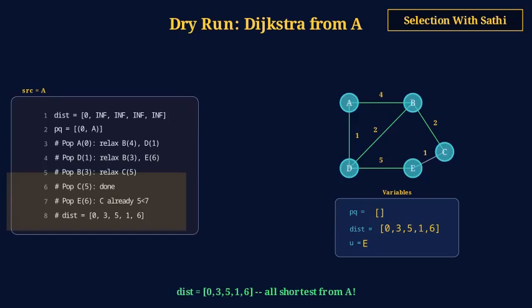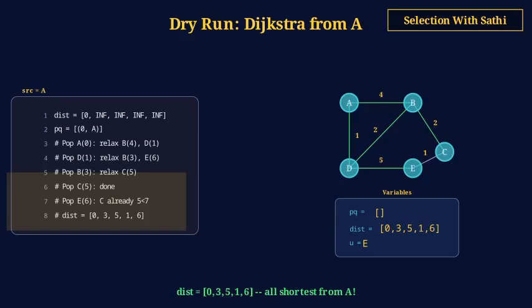Pop node 2 with distance 1, the smallest. Relax: dist of 1 becomes min of 4 and 1 plus 2 equals 3. Update to 3. Also dist of 3 becomes 1 plus 5 equals 6.